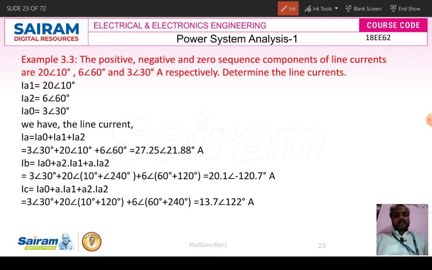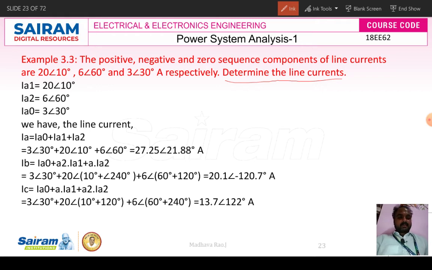So coming to the third problem: the positive, negative and zero sequence components of line currents are 20 at an angle 10 degrees, 6 at an angle 60 degrees and 3 at an angle 30 degrees respectively. Determine the line currents. So what you have to find out? Line currents. IA1 is 20 at an angle 10 degrees, IA2 is 6 at an angle 60 degrees, IA0 is equal to 3 at an angle 30 degrees.